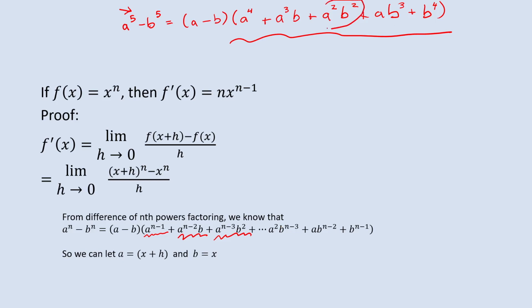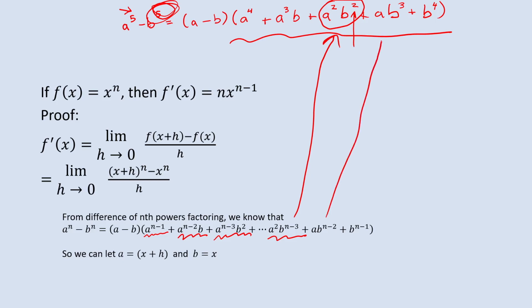Our third last term will be a to the 2 and then b to the n minus 3. Remember, in this case, n was 5, so n minus 3 would be 2. A to the 2, b to the n minus 3, just like we have there. And then ab to the n minus 2, which in the case of fifth power is ab cubed. And then finally b to the n minus 1, which in the case of fifth power is b to the 4. So if we generalize our knowledge of each individual difference of nth powers to the general difference of nth powers, we see that our second factor equals the second factor that we've written there.